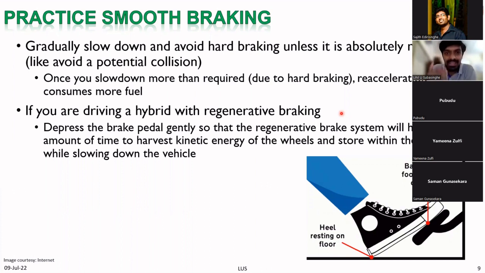Simultaneously, the vehicle will gradually slow down. You wanted to slow down the vehicle. Yes, you can see an obstacle in front of you, then by applying brakes very smoothly, let the regenerative braking system charge the battery. Give the regenerative braking system ample amount of time to charge the battery. So smooth braking in a hybrid vehicle will be highly beneficial for you to charge the battery pack from the regenerative braking action. So remember that.